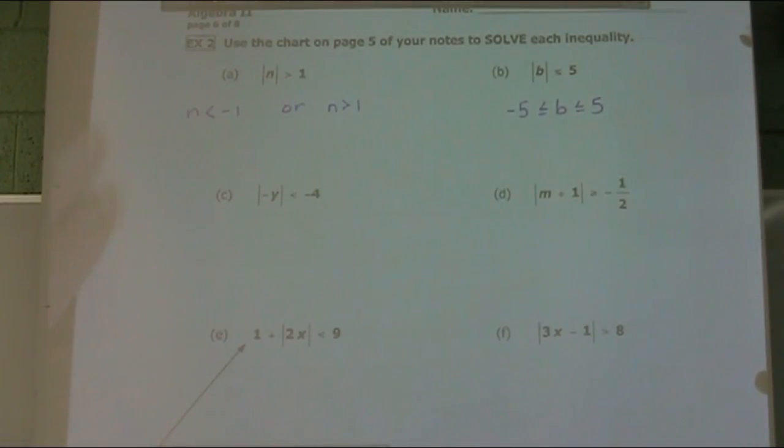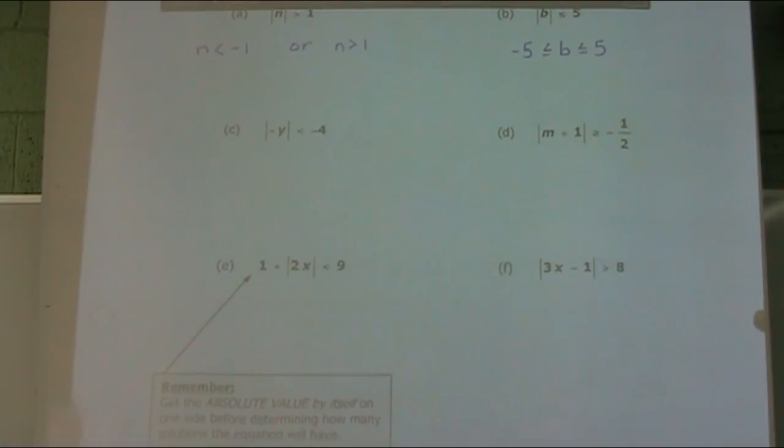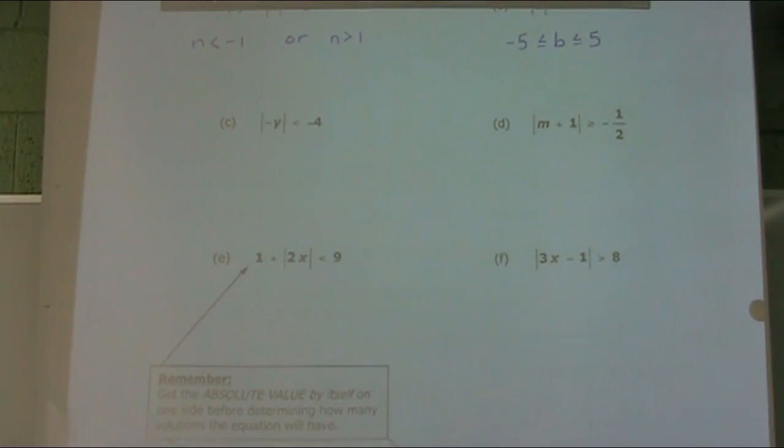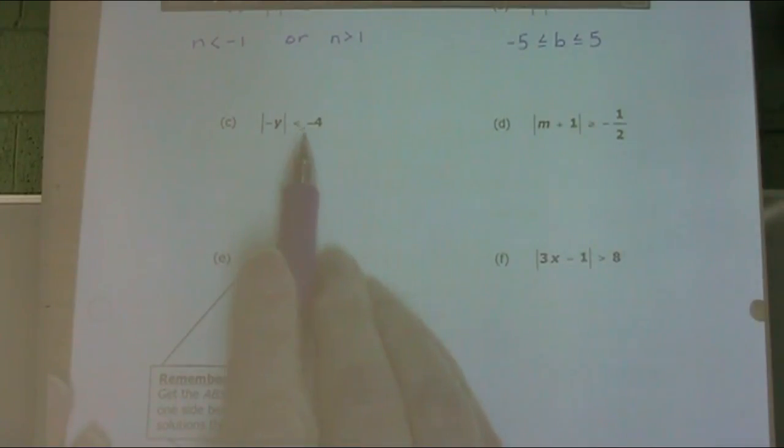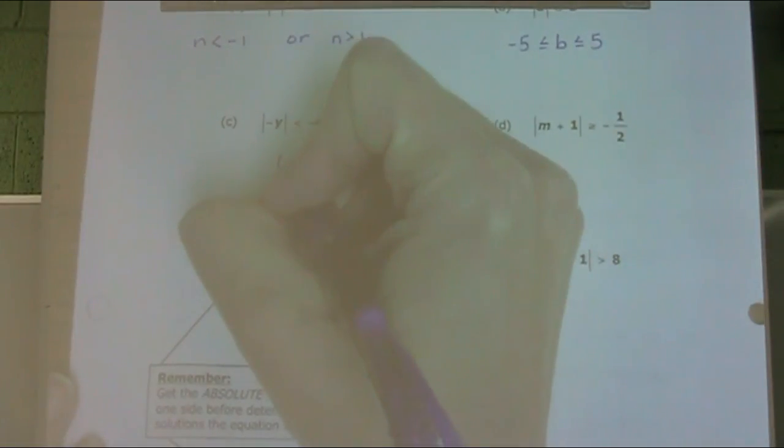All right, C. In example C, don't pay any attention to what's inside the absolute value because it does not matter right now. All we know is that we have less than a negative number. So what solution is this going to have when we have absolute value less than a negative number? This is no solution.